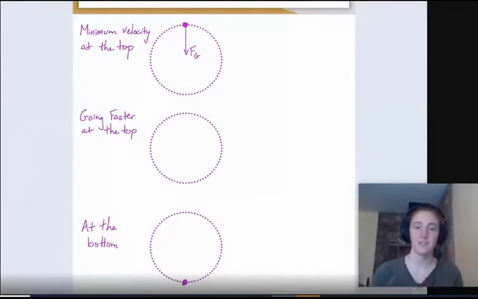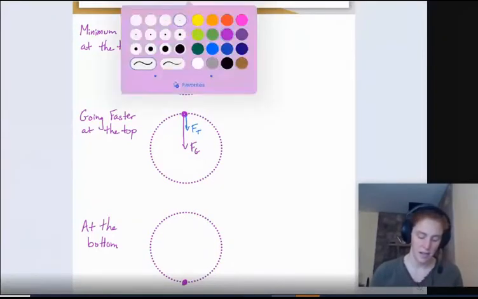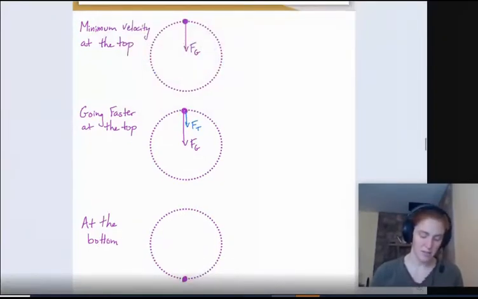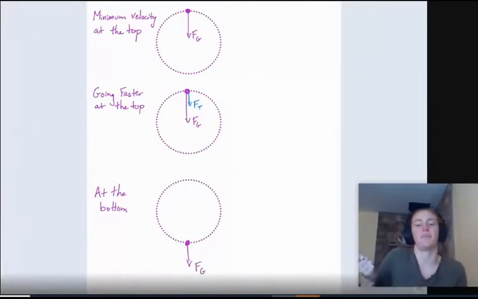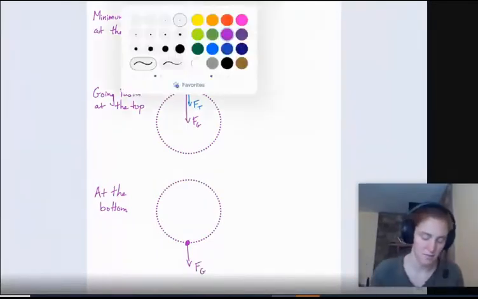If you go faster than that, then you need more force to pull it in. So not only am I going to have the same gravitational force, but I will also have a tension pulling it in. And lastly, for the bottom, I'm going to still have gravitational force pulling it down. But now I'm going to have to pull the bucket up, otherwise it'll fall on the ground.